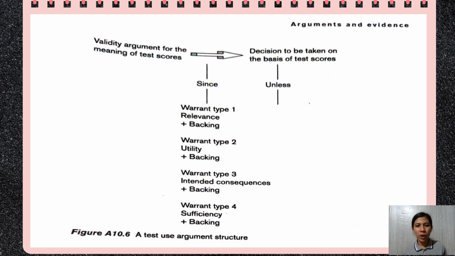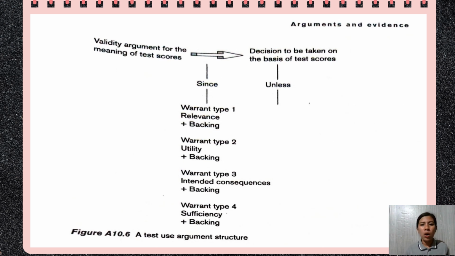Warrant Type 2, the utility of the score for the decision being made, relates to whether or not using the test score, even if it is relevant, is useful in that it increases the probability of making an appropriate decision. According to Bachman 2005, on page 19, if it does not do this, other relevant assessment processes should be used instead.